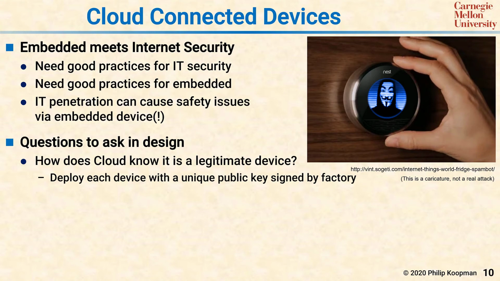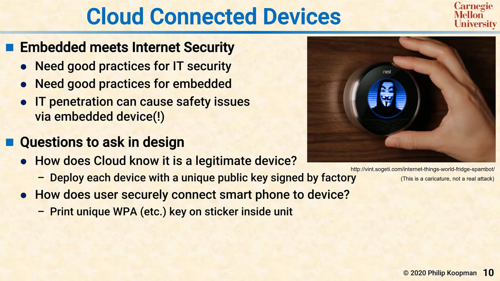Another question to ask is, how does the user securely connect a smartphone to the device? If the initial key transfer is in the clear, then in principle, anyone overhearing that transmission can get the key to the device. A common technique to address this is to print a unique key or code or password on a sticker inside the unit, but that now means you have to coordinate the programming of the unit with the sticker to make sure the sticker matches what's inside the unit.